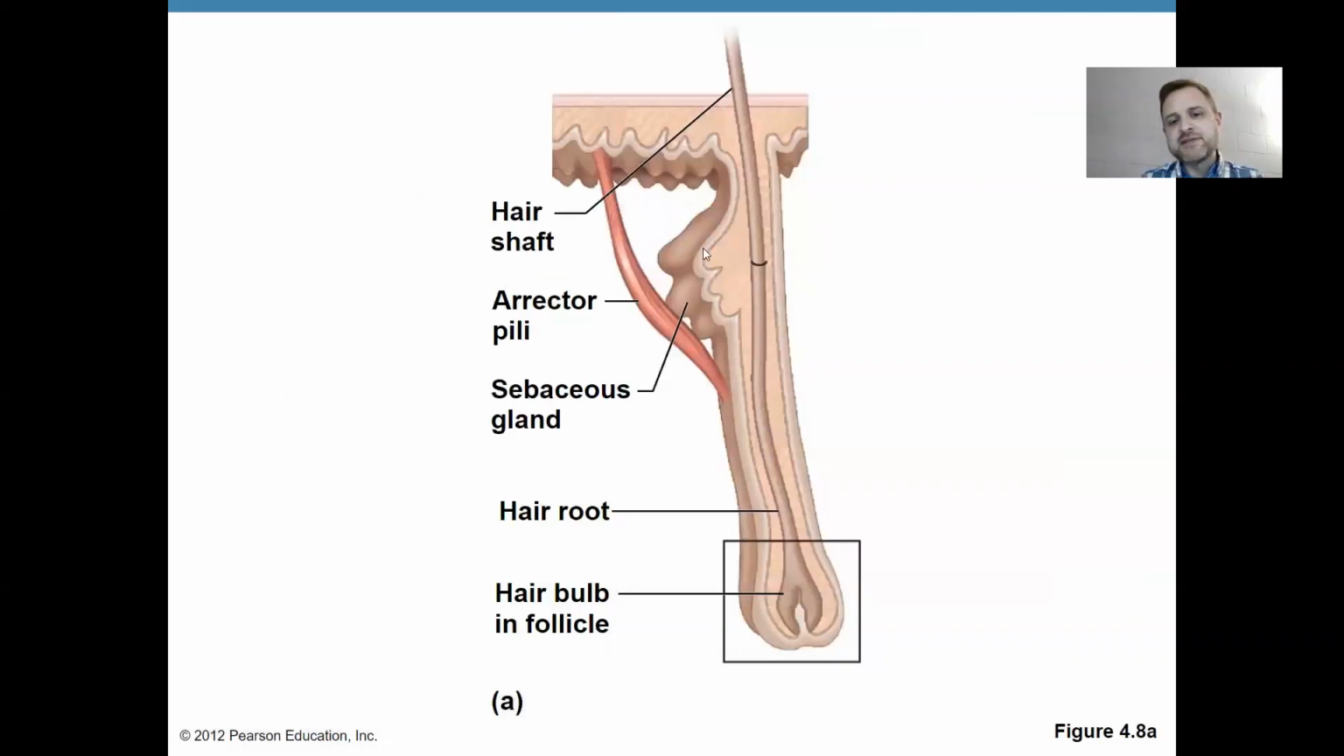One thing to point out is oftentimes hair follicles have these thin little sheets of smooth muscle called erector pili. And basically, if you get cold and you get goosebumps, that's when erector pili, which can be on both sides of the hair follicle, tighten, and it causes the hair follicle to kind of pinch upward, which is what we call goosebumps.